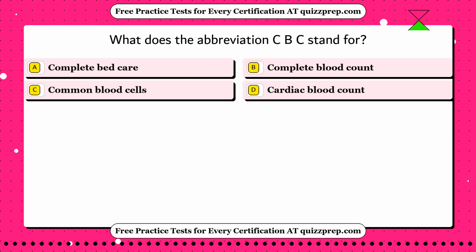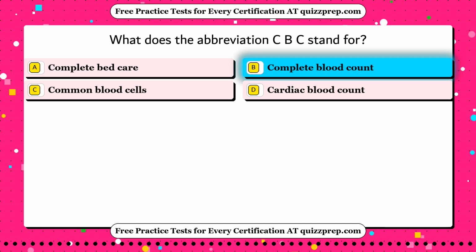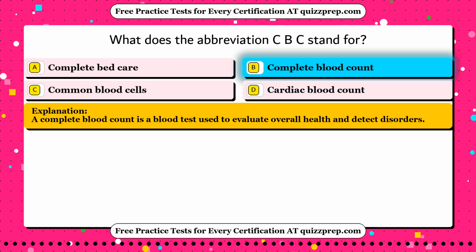Question 23. What does the abbreviation CBC stand for? Option A, complete bed care. Option B, complete blood count. Option C, common blood cells. Option D, cardiac blood count. The correct answer is option B, complete blood count. A complete blood count is a blood test used to evaluate overall health and detect disorders.